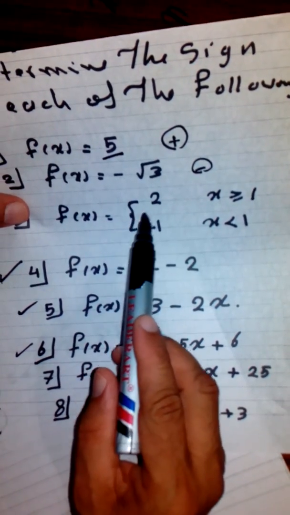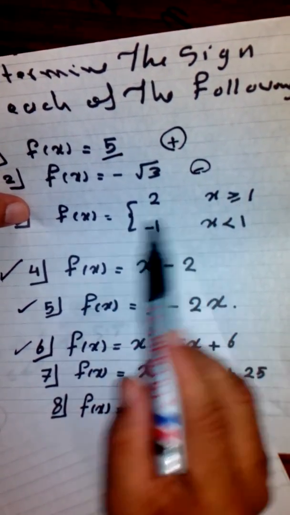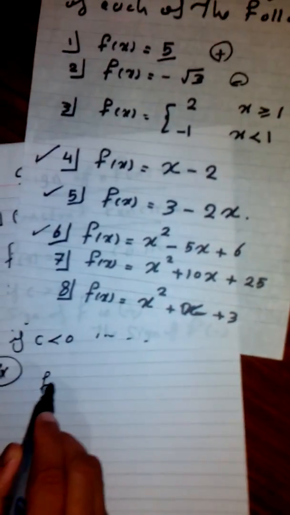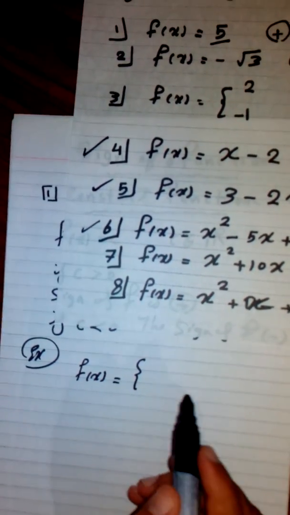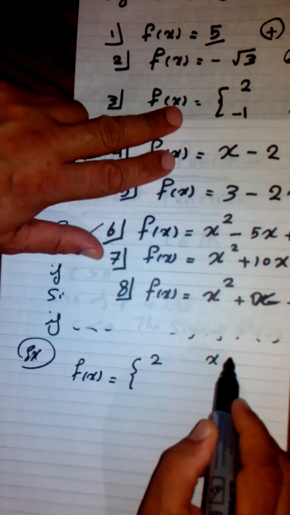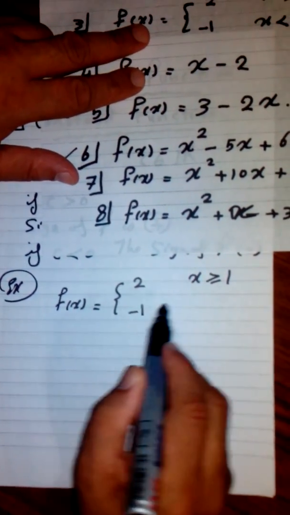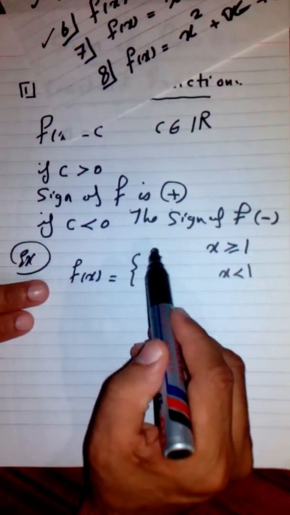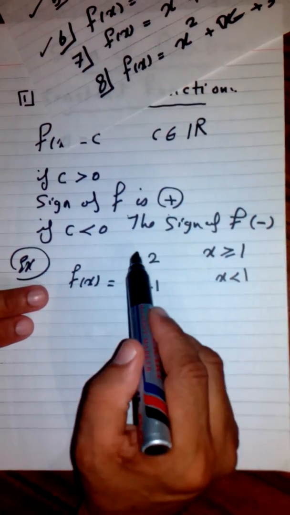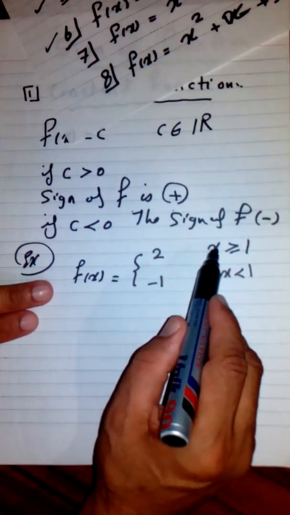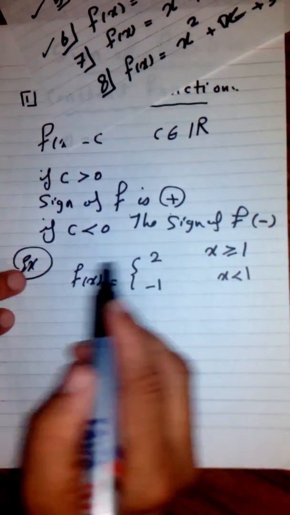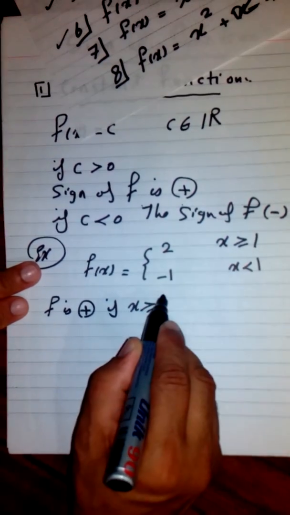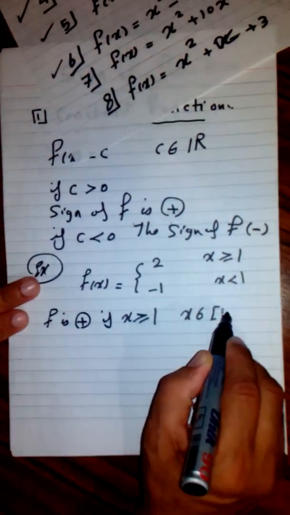f of x equals 2 if x is greater than or equal to 1, and f of x equals negative 1 if x is less than 1. It means f of 1 equals 2, f of 2 equals 2, f of 3 equals 2. f of any element greater than or equal to 1 equals 2, positive. f is positive if x is greater than or equal to 1, x belongs to [1, infinity).